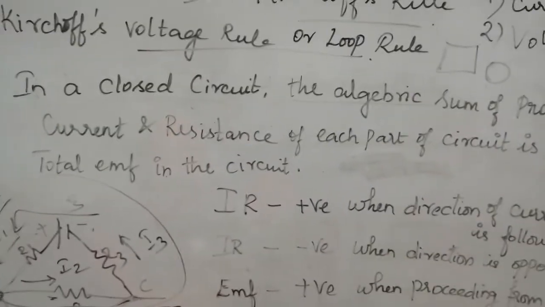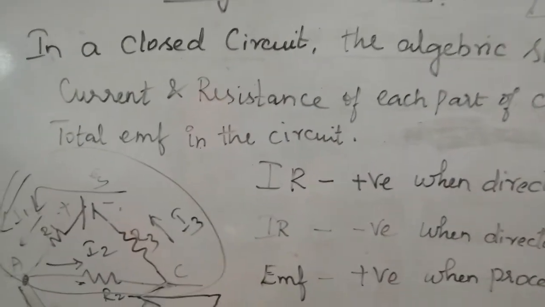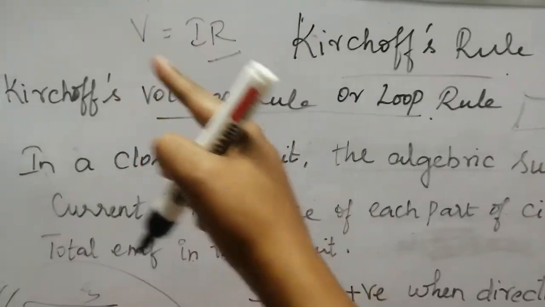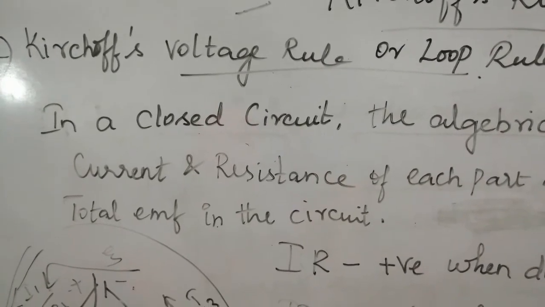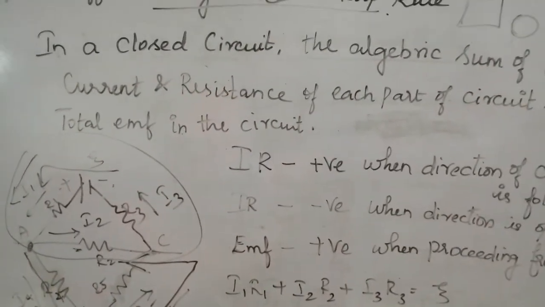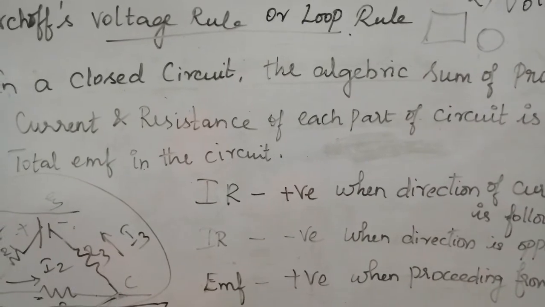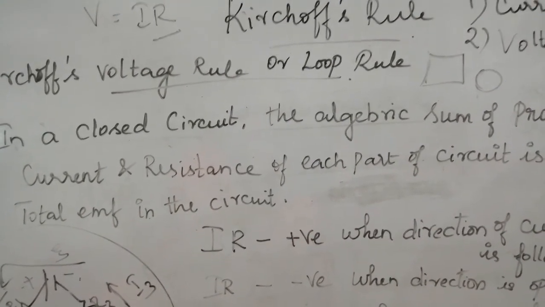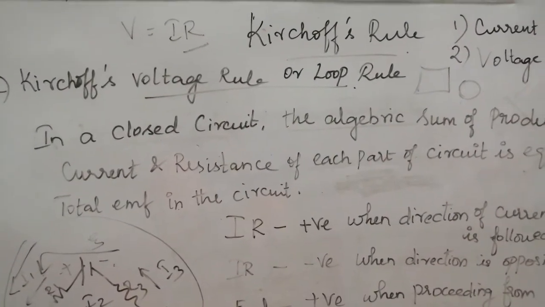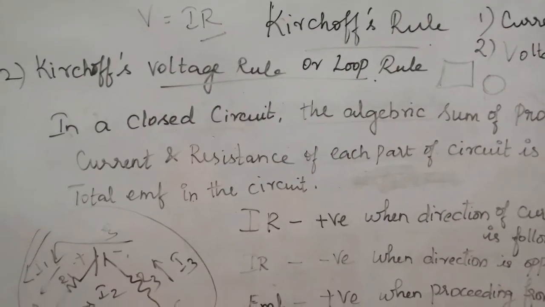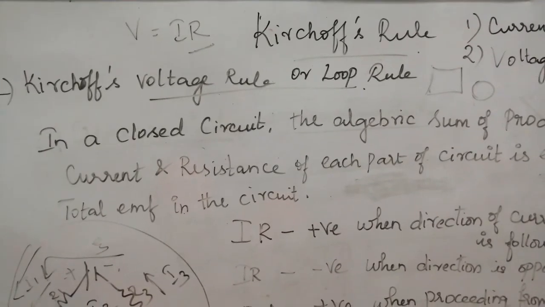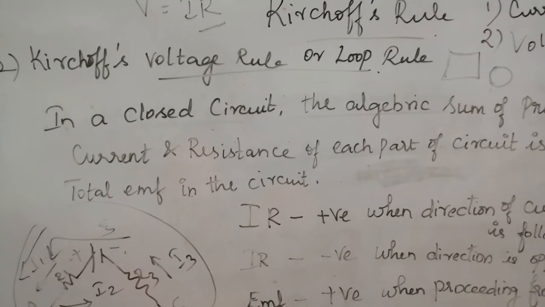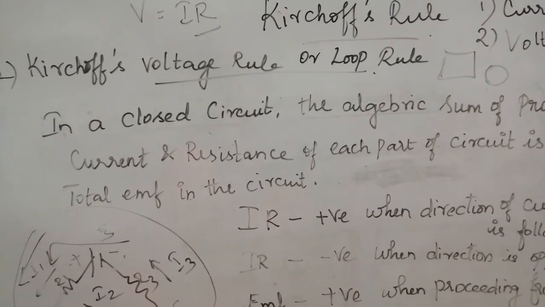And why do we go for Kirchhoff's voltage and current rules? Normally voltage, current and resistance are related to each other, and everything we deal with regarding voltage, current and resistance depends upon Ohm's law. The only difference is that Ohm's law is suitable for simple circuits where you have only one or two resistors connected in series or parallel, something like that. But when you have a complex circuit, we cannot directly apply Ohm's law.